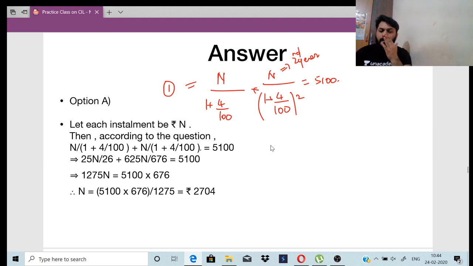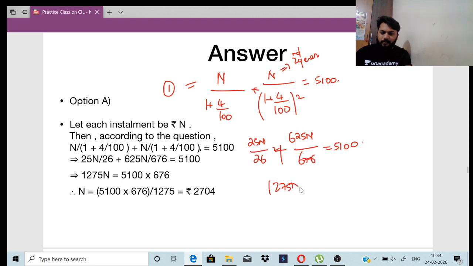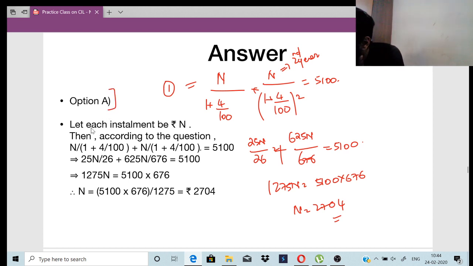So solve this, you'll get the equation. This is 25n by 26 and this is square, so ये होगा 625n by 676, is equal to 5100. So this is literally equal to 1275n equals 5100 into 676. So n will be equal to 2704. Option A.